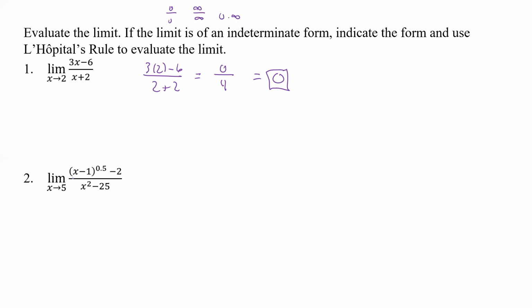All right, what about this next one? This one looks a little more complex. If we plug in our values, we're going to have the square root of 5 minus 1, minus 2, over 5 squared minus 25. This looks like it's going to be 0 over 0, because 5 minus 1 is 4, square root of 4 is 2, so 2 minus 2 over 25 minus 25, that's 0 over 0. So that's our indeterminate form.